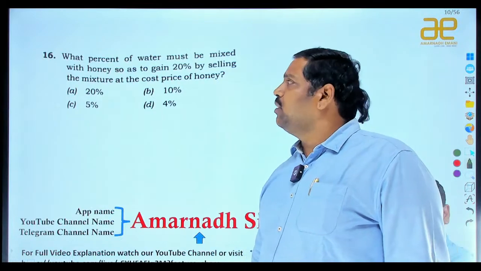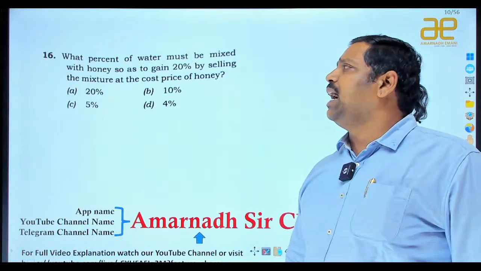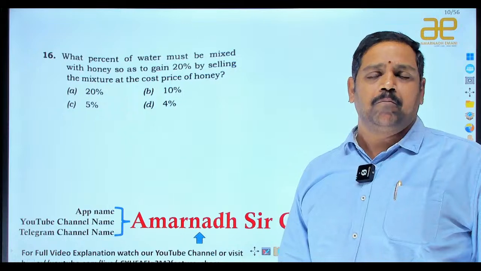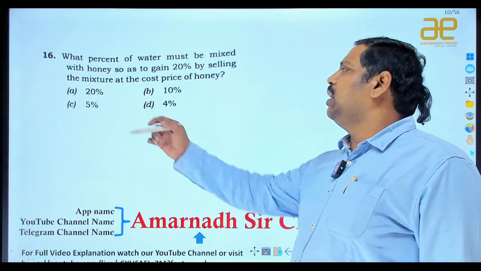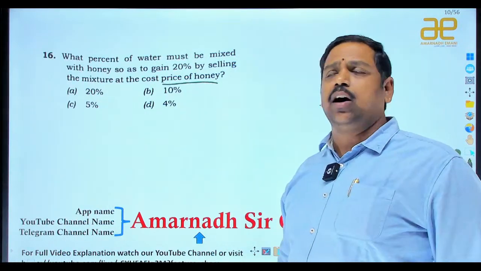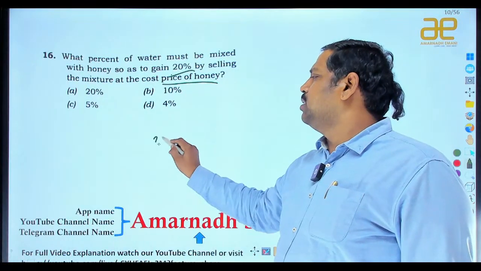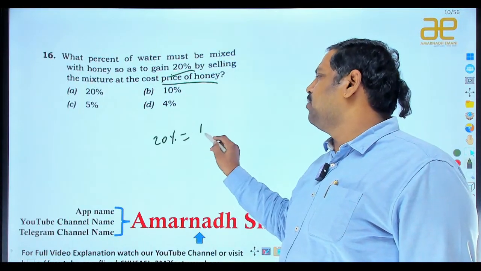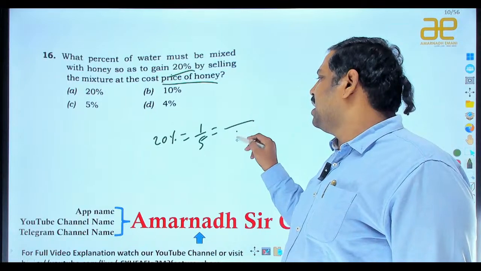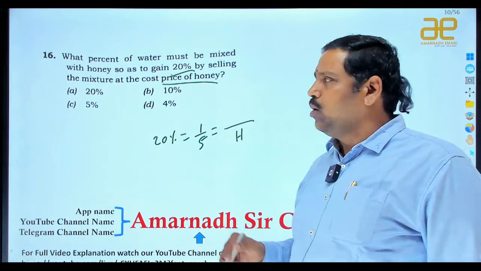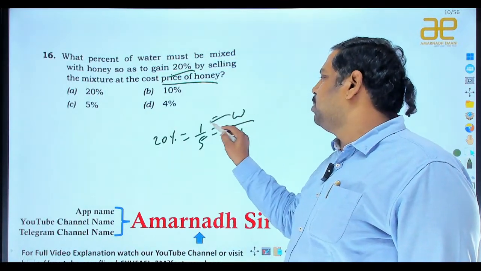So what percent of the water must be added with honey, he is asking. Okay. He is selling at the cost price of honey only. He got how much profit here? 20%. Okay, 20% means we can write 1 by 5, right? That means that here honey, we have to buy. Water is free, right? So this will be the ratio.